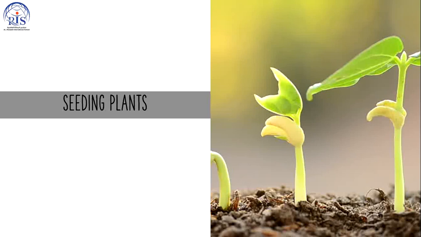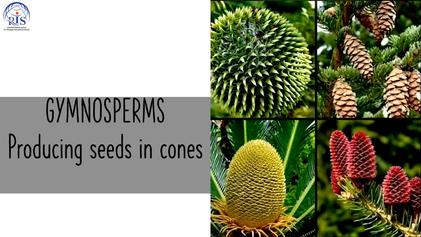A seed contains an underdeveloped plant, stored food and a protective covering. The seed plants have two types. One is gymnosperms. A gymnosperm is a seed plant that does not produce a flower. They include pines, firs, and other cone-bearing trees. They have hard seeds that are uncovered, and they produce their seeds in cones.